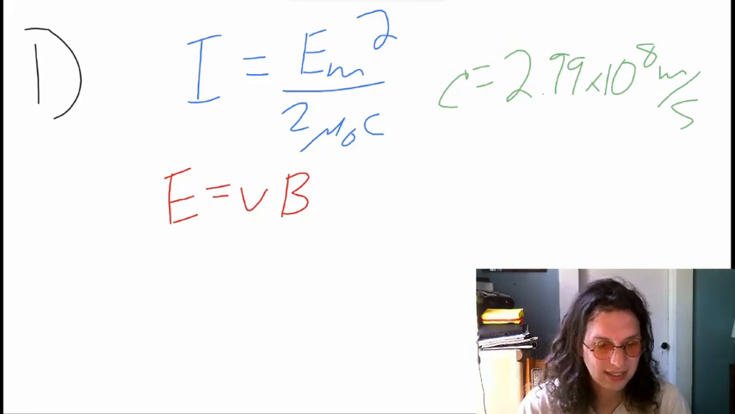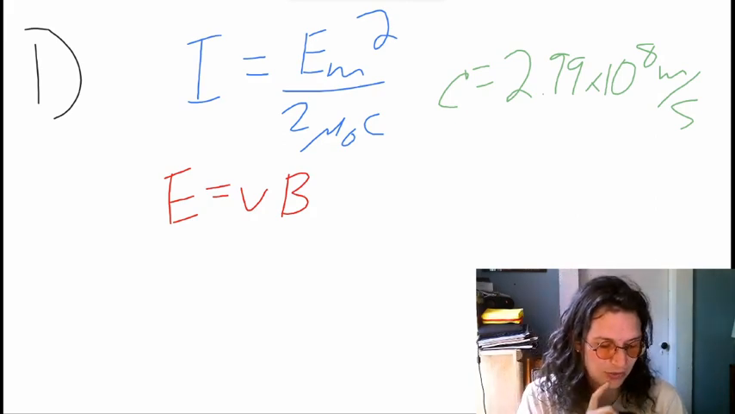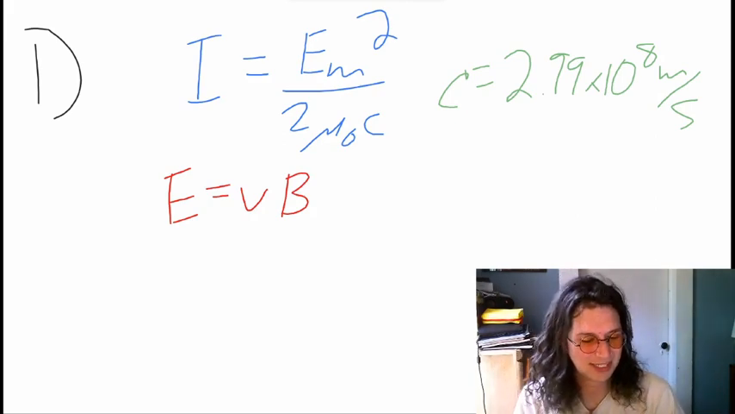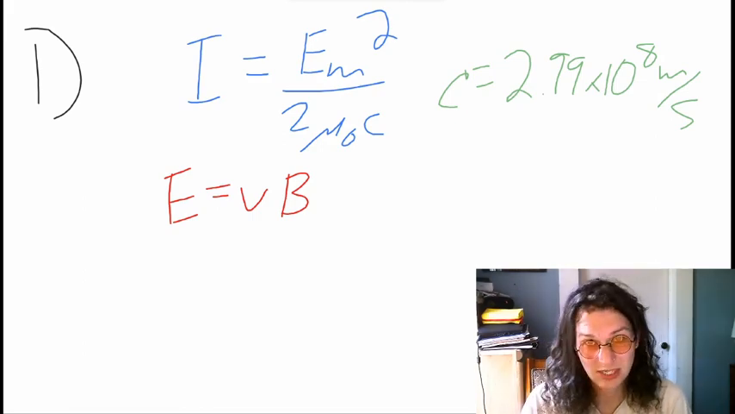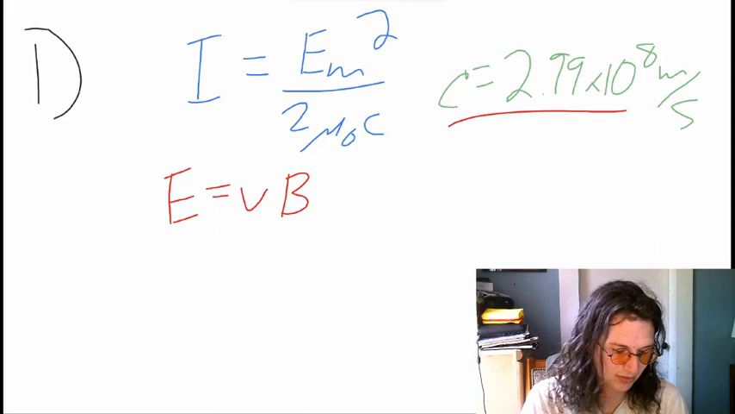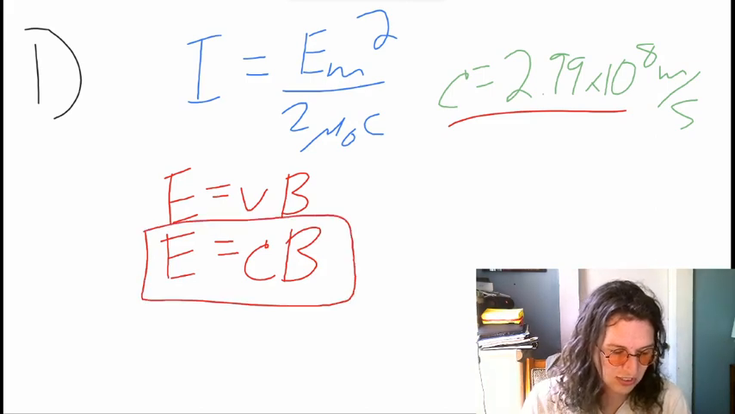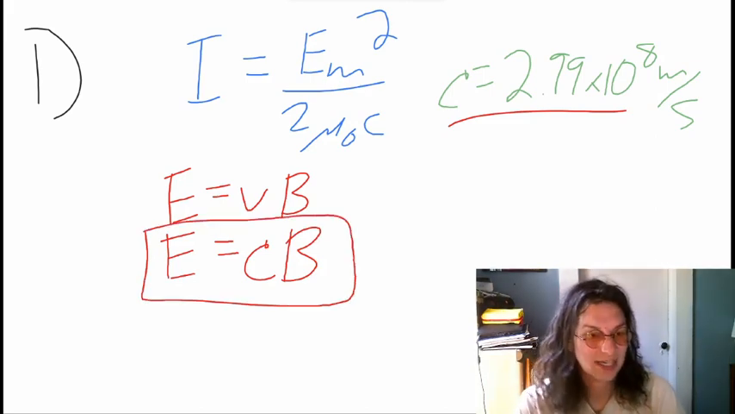Now we can use this equation also when we're dealing with an electromagnetic wave, because the relationship between the electric field and the magnetic field has to be mediated by the speed of the wave, and the speed of the wave we now know we're calling c. So you could rewrite this as the electric field is equal to c times B, and that will be an equation we can use for any electromagnetic wave.